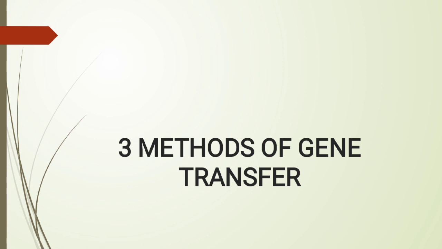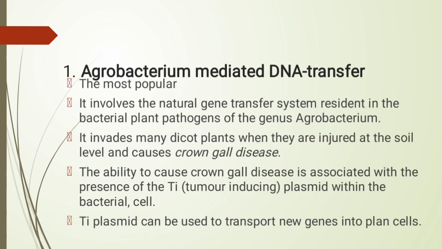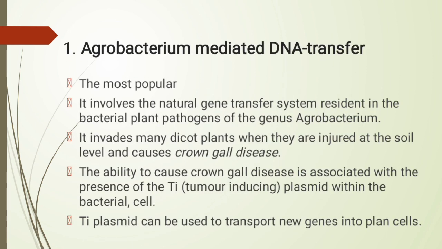The first one is Agrobacterium-mediated DNA transfer. It is the most popular method. It involves the natural gene transfer system resident in the bacterial plant pathogens of the genus Agrobacterium. It invades many dicot plants when they are injured at the cell level and causes crown gall disease.